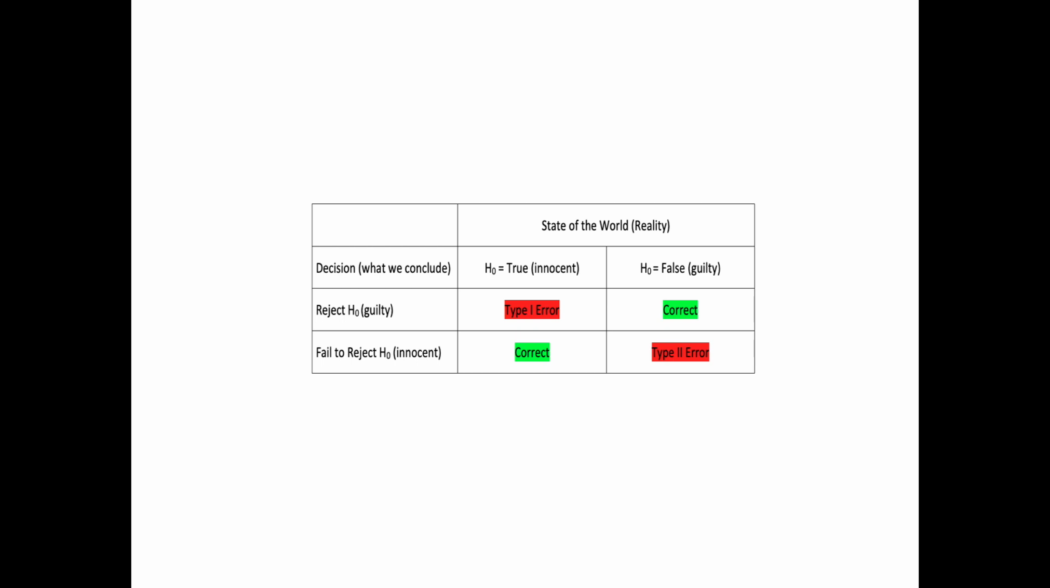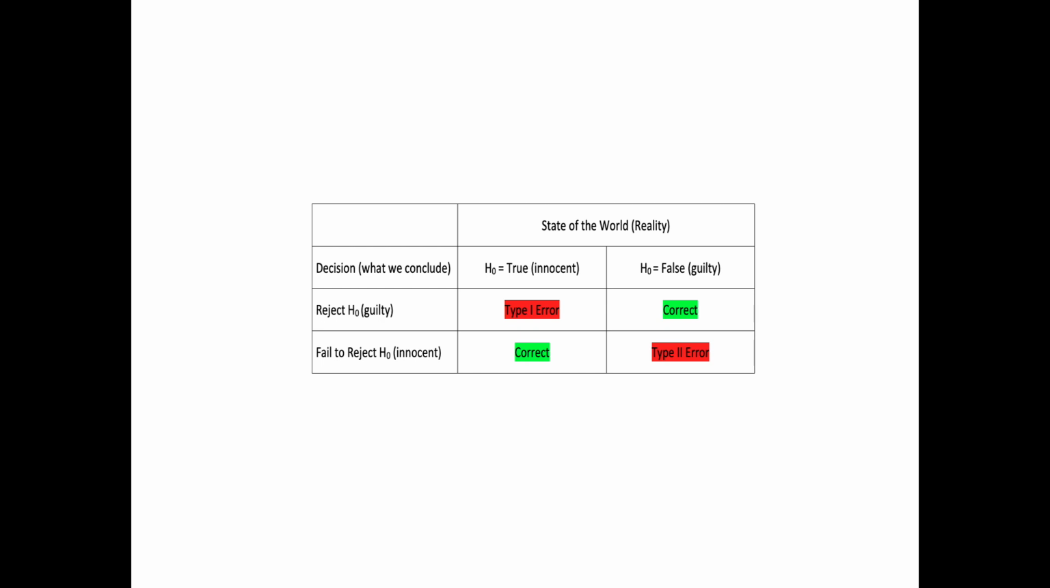And then finally, in that bottom right cell entry, here we have, once again, that the null hypothesis is false. So a relationship does exist in reality, but we have failed to reject the null hypothesis. So we have concluded that X does not impact Y when in fact it does. That is a type 2 error, where we fail to identify a relationship that exists.